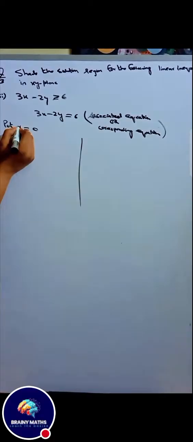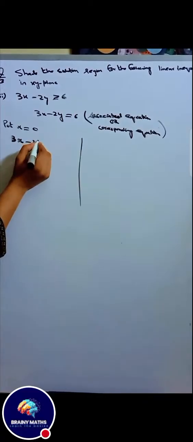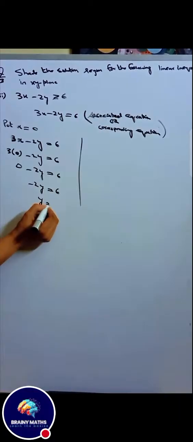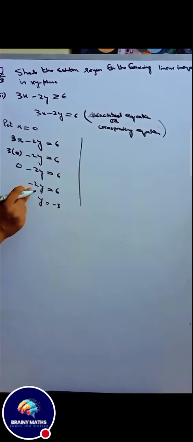Clear? Now next. First we have to find the ordered pairs, and the ordered pairs are like that. Put x equal to 0, then what will happen? 3x minus 2y equal to 6. 3 times 0 minus 2y equal to 6. This becomes 0 minus 2y equal to 6, and minus 2y equal to 6, and y equals 6 divided by minus 2, which is minus 3. So what we get as an ordered pair here is (0, minus 3).